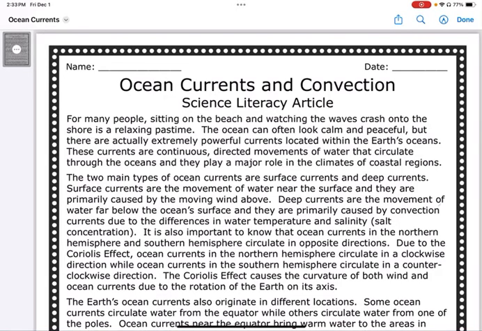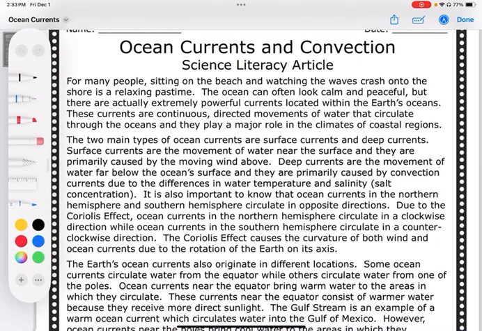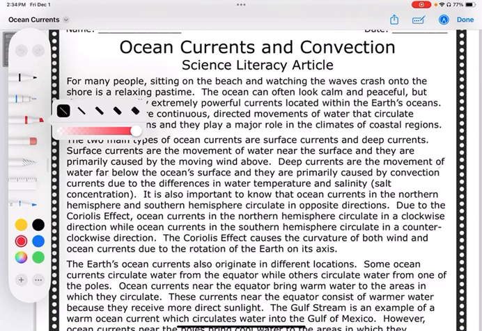Go through and read this together, and it should help you on your quiz coming up. So we're going to go ahead and annotate this as we go along. Let's make sure we have the right size.